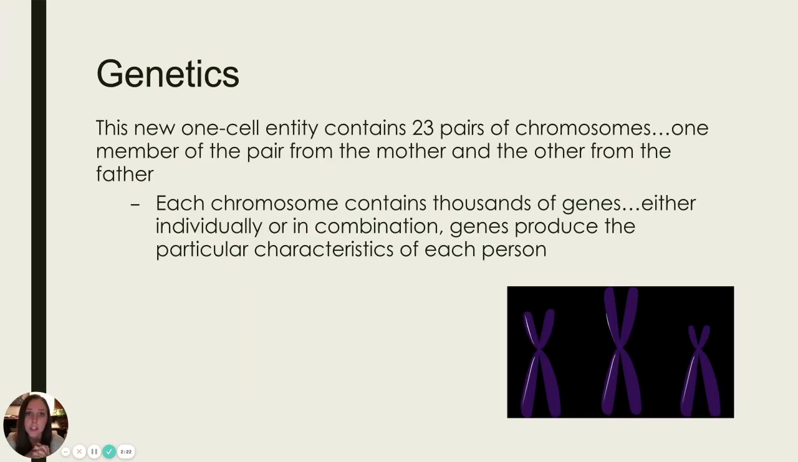That new fertilized egg is going to contain 23 pairs of chromosomes, one from the mother, one from the father. They get paired together. Each chromosome contains thousands of genes, either individually or in combination with each other. And then obviously these genes produce particular characteristics in each person. And so this is why each person is different.